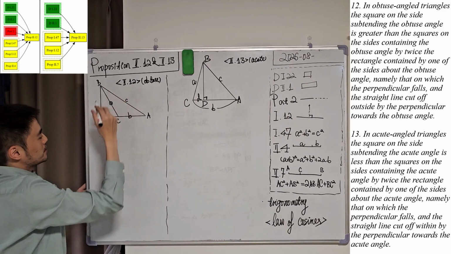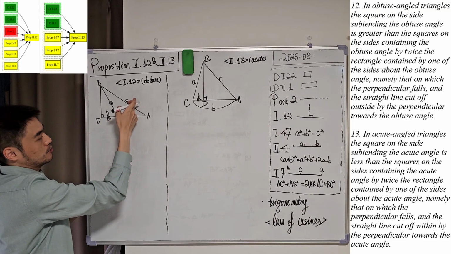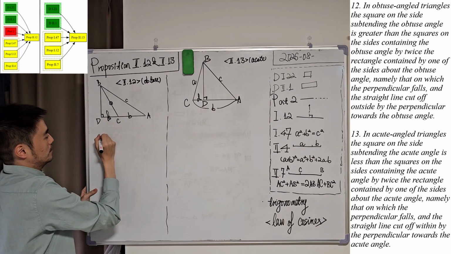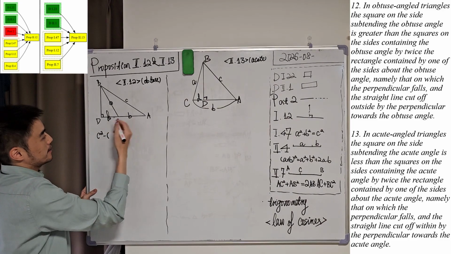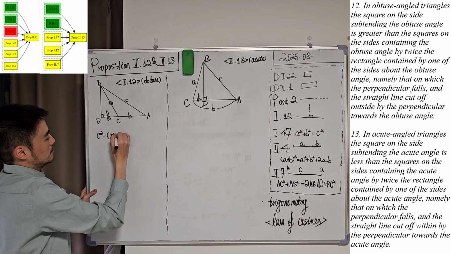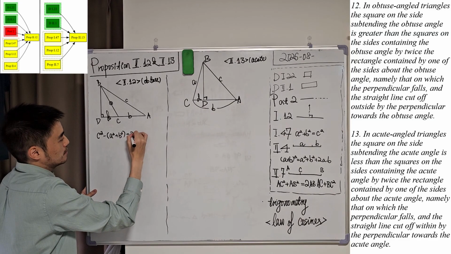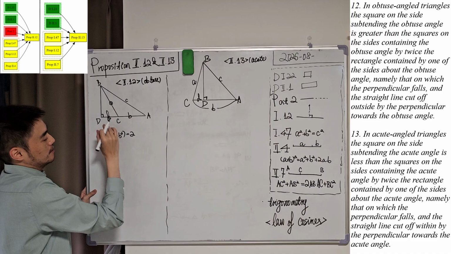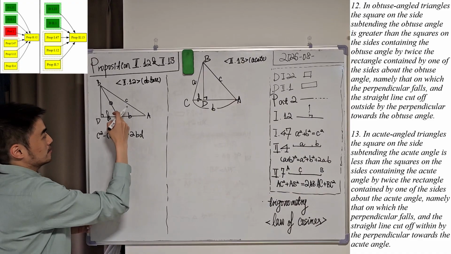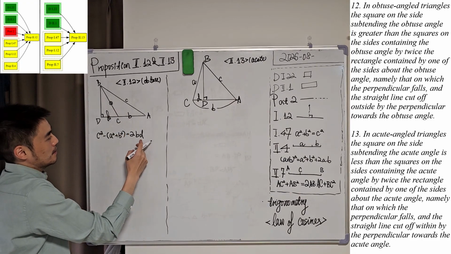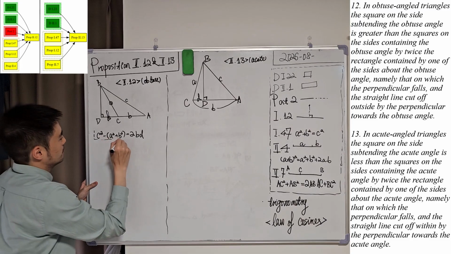And the proposition states that the square on the side that is opposite to the obtuse angle, which is C square, is greater than the sum of the two squares on the other two sides by twice the rectangle contained by B and D, where B is a side that contains the obtuse angle and D is a straight line that we have constructed like that. Okay, so let's give it a proof.